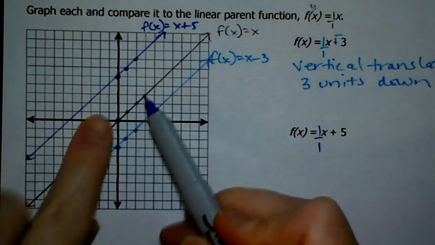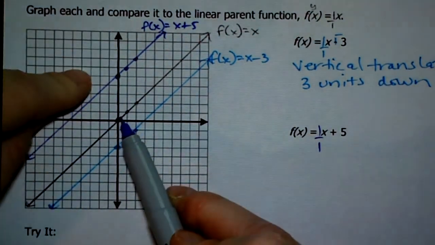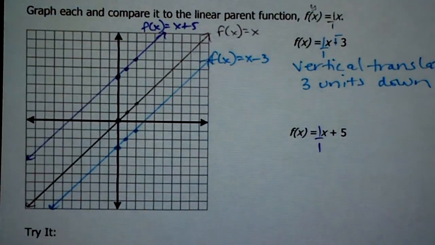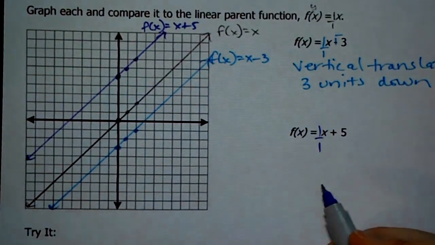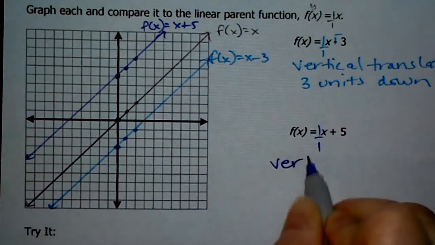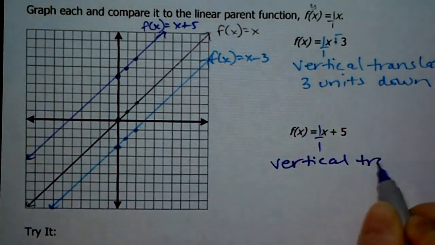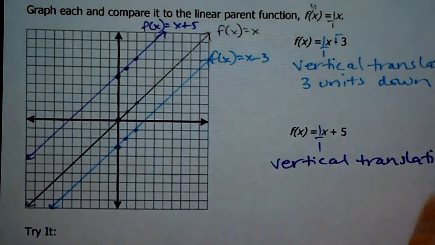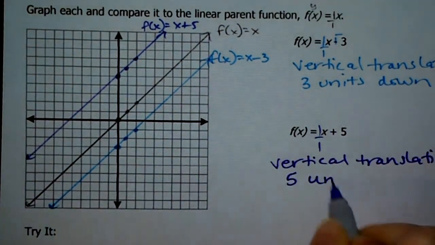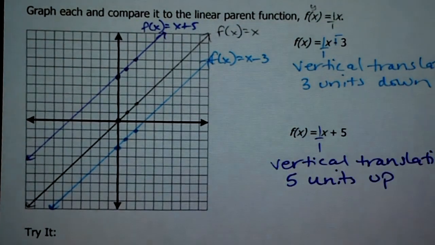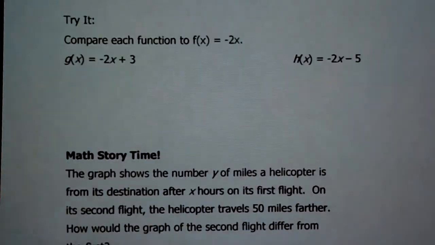And for this one, if I compare the purple graph to the original, it looks like we're just sliding it 5 units up. So instead of saying sliding it 5 units up, we're going to say vertical translation 5 units up. Don't abbreviate, write the whole thing. I'm doing it too. I know it's rough. Whew, I'm exhausted. 5 units up. Okay, it's really that easy. That's it. So if you have the same slope and you see the y-intercept is different, that basically gives you the vertical translation.